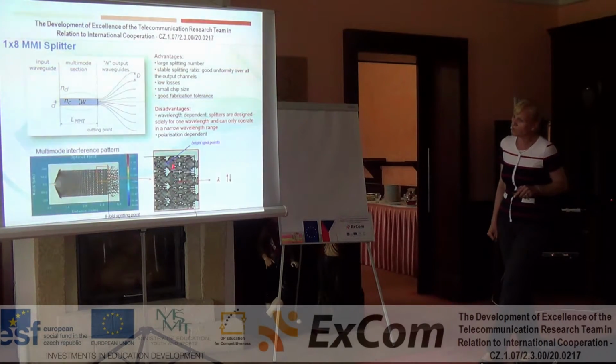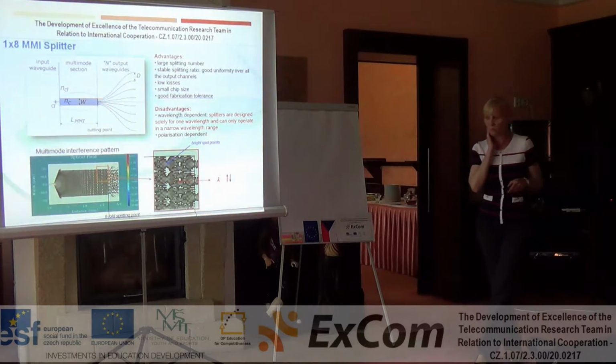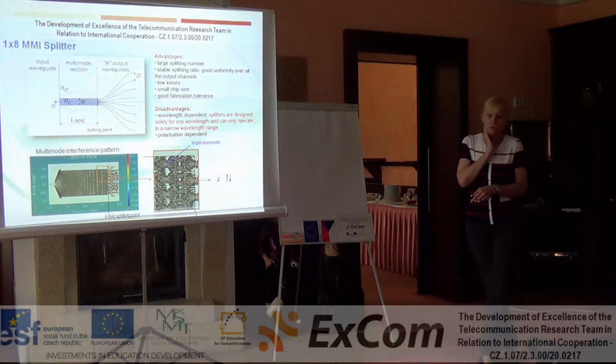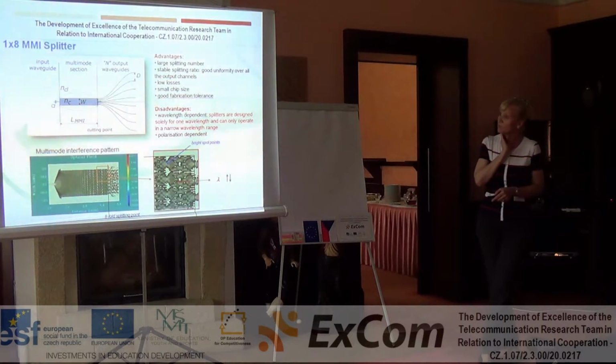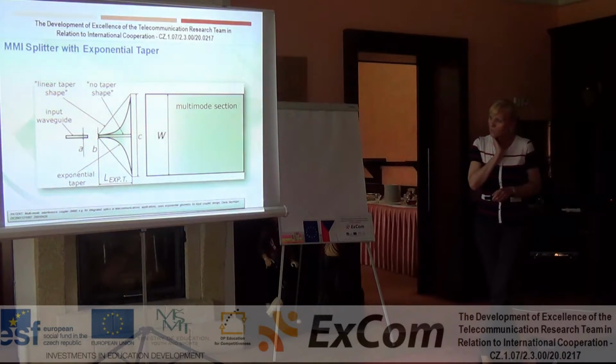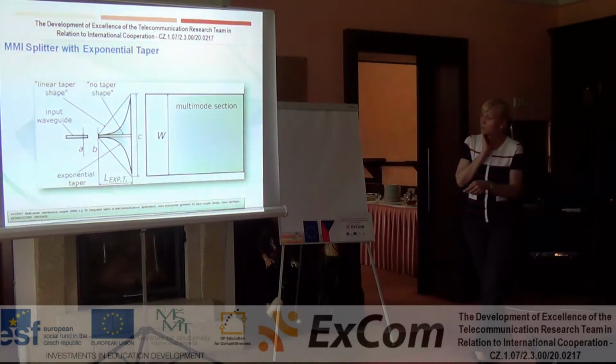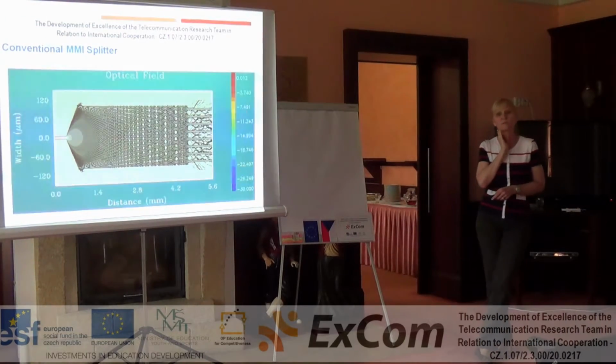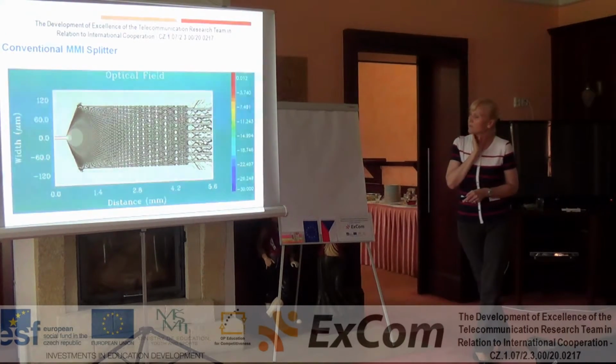Also, the separation of the maxima is not really clear, and as I mentioned, we have quite a lot of scattering out of the waveguides when we couple the light into the output waveguides. So I was trying to optimize it, and I designed a simple exponential taper, and I put it between the input waveguide and the multimode section. And let's have a look at what happens with the multimode interference pattern.